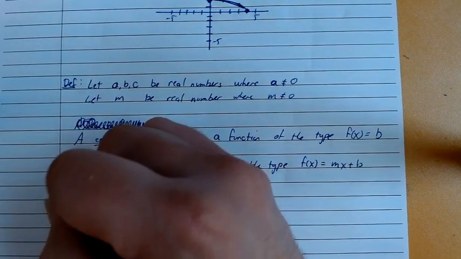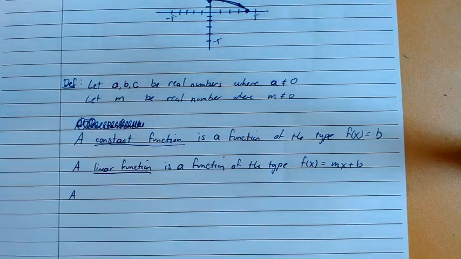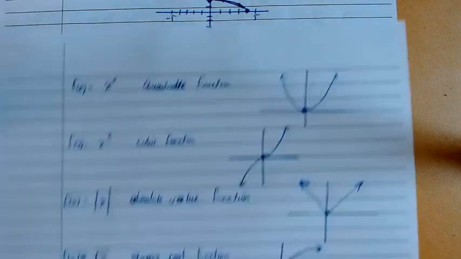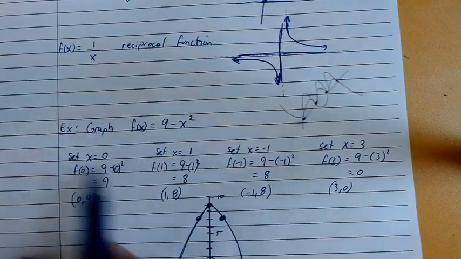Okay? And then the third one is the quadratic function. And I showed you one example of a quadratic function, or actually two of them, right? I showed you the simplest possible quadratic function, and then I showed you one which was a little more complicated.